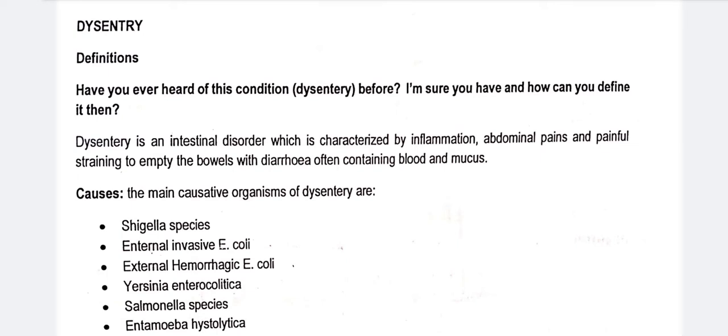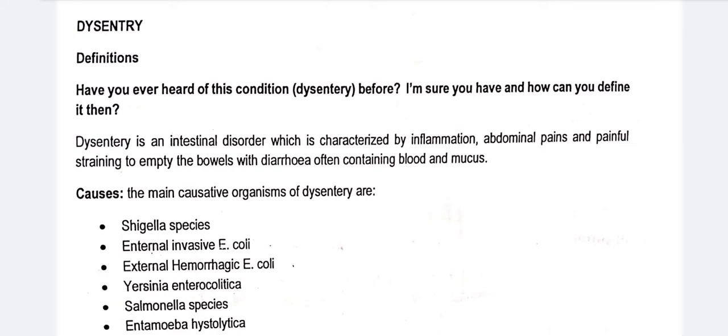What is wrong with this definition? What is wrong with the definition? We said the definition should have how many things? 3. So what is wrong? What is missing in this definition? Characterized by signs and symptoms. So what is missing in this definition? We have not been told the cause.